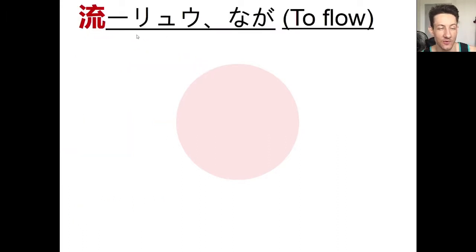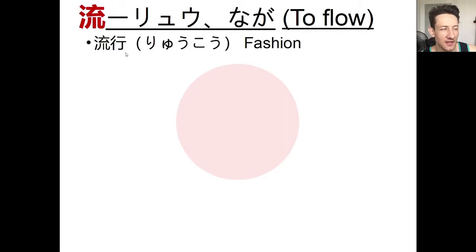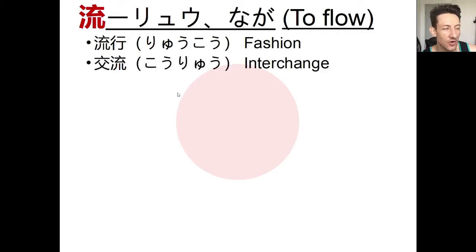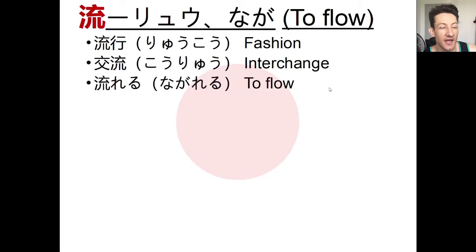The character we saw for, to flow, 流す. So we have words like 流行. Here, the first character means, to flow, and this character means like to go. So this is kind of like trendy, right? 流行. Next, こうりゅう, interchange. Next, 流れる.